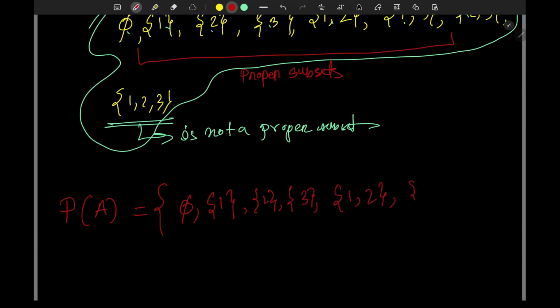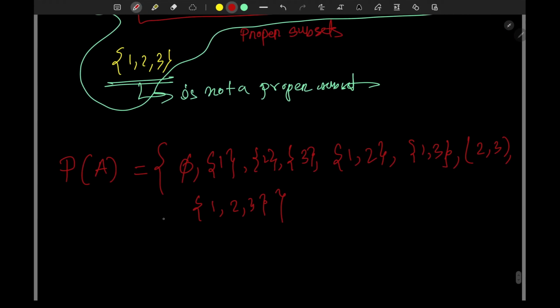1, 2, 1, 3, 2, 3, and finally 1, 2, 3. This set is called a power set. So the definition of the power set is the collection of all possible subsets of a set. That's all that a power set is.